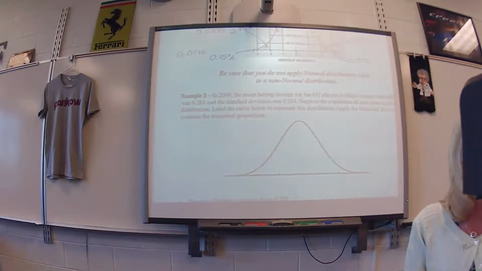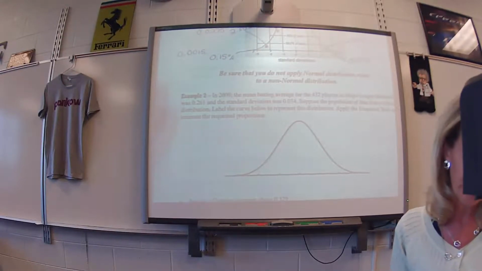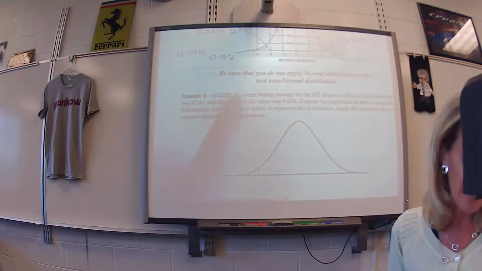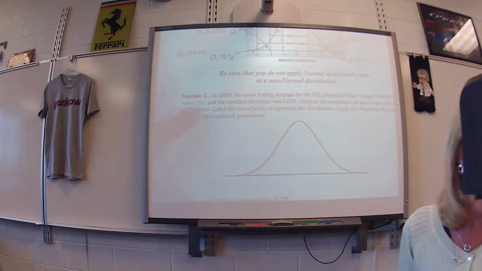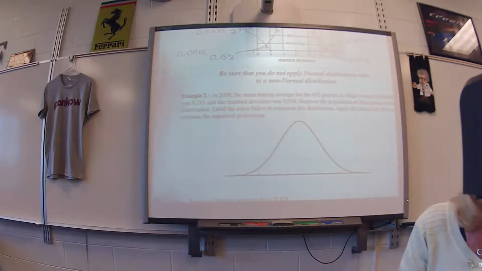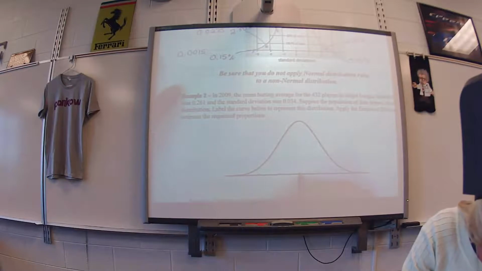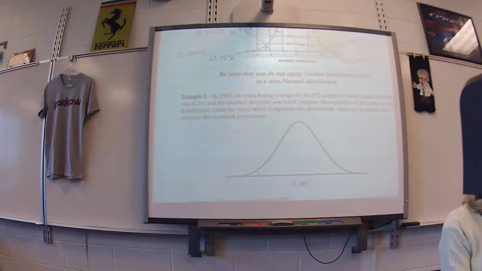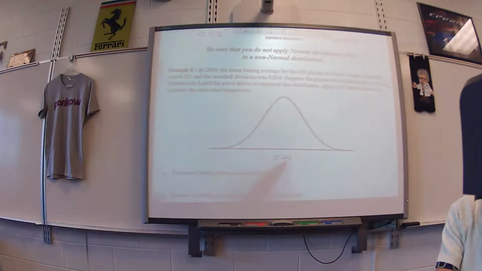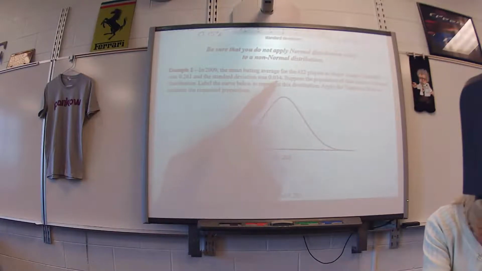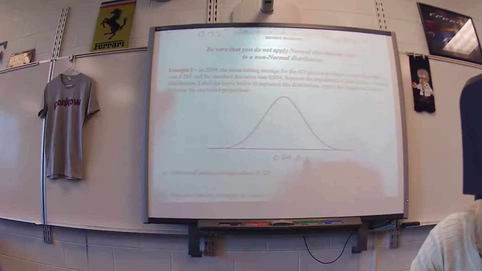And again, this should be a review from what we did in Algebra 2. The mean batting average for the 432 players in Major League Baseball was .261 back in 2009. All right, so that is the mean. That goes dead center, .261. The standard deviation was 0.034. So the first thing you would have to do is take the mean and add a standard deviation. And I did that. So it's 0.295.